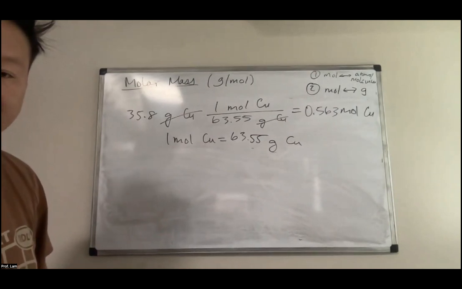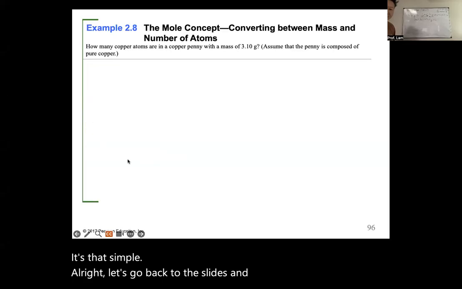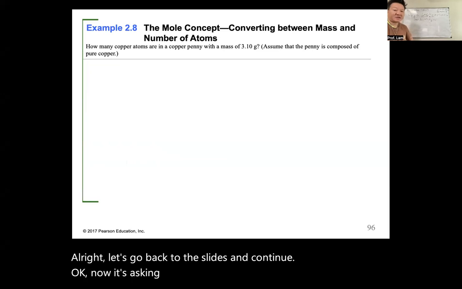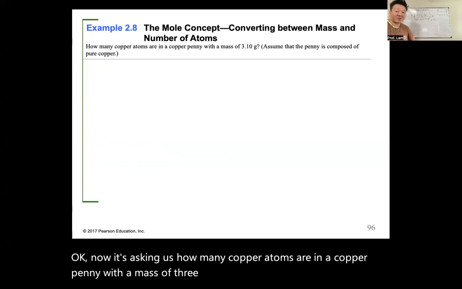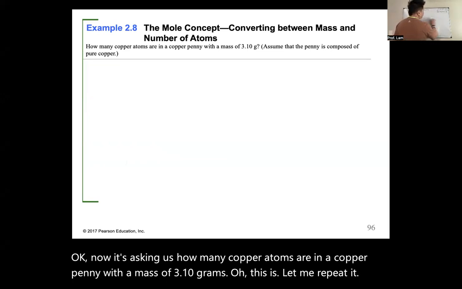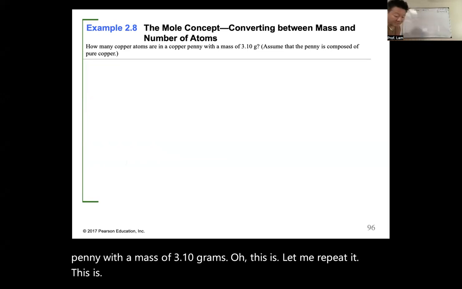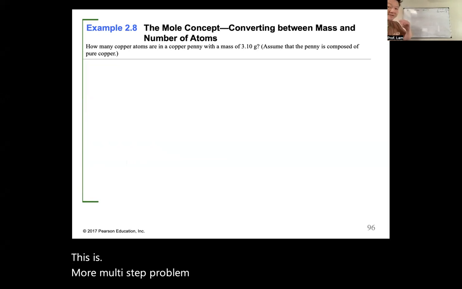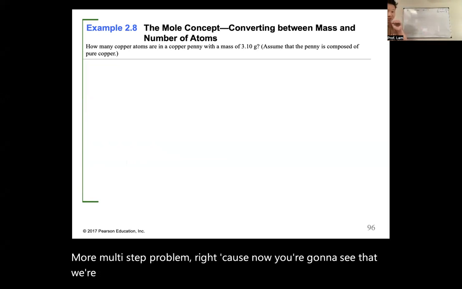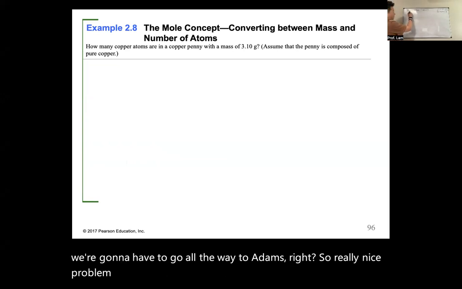All right, let's go back to the slides and continue. Now it's asking us, how many copper atoms are in a copper penny with a mass of 3.10 grams? This is a more multi-step problem, because now you're going to see that we have to go all the way to atoms. So it's a really nice problem for us to practice that.